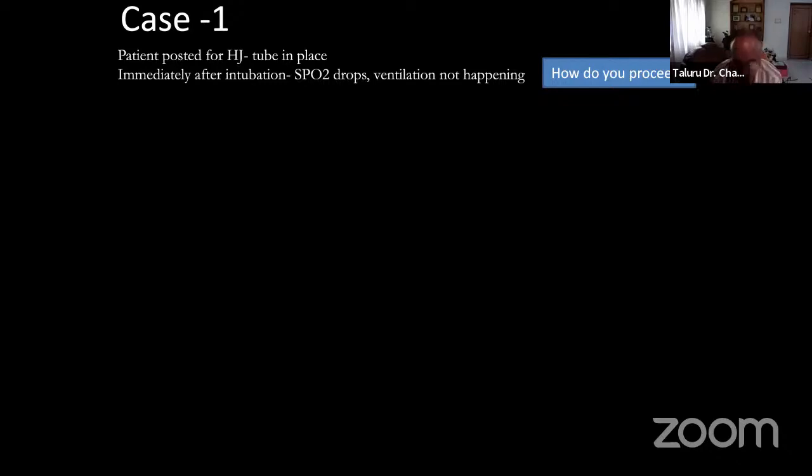I've told you, ventilation is not happening, but the tube is in place. We have seen the ETCO2, some ETCO2 is coming. We have visualized the tube is in place. So on a ventilator, why is ventilation not happening? Why is ventilation not happening? I want the postgraduates to understand. Laryngospasm is there, agreed, it is obvious.